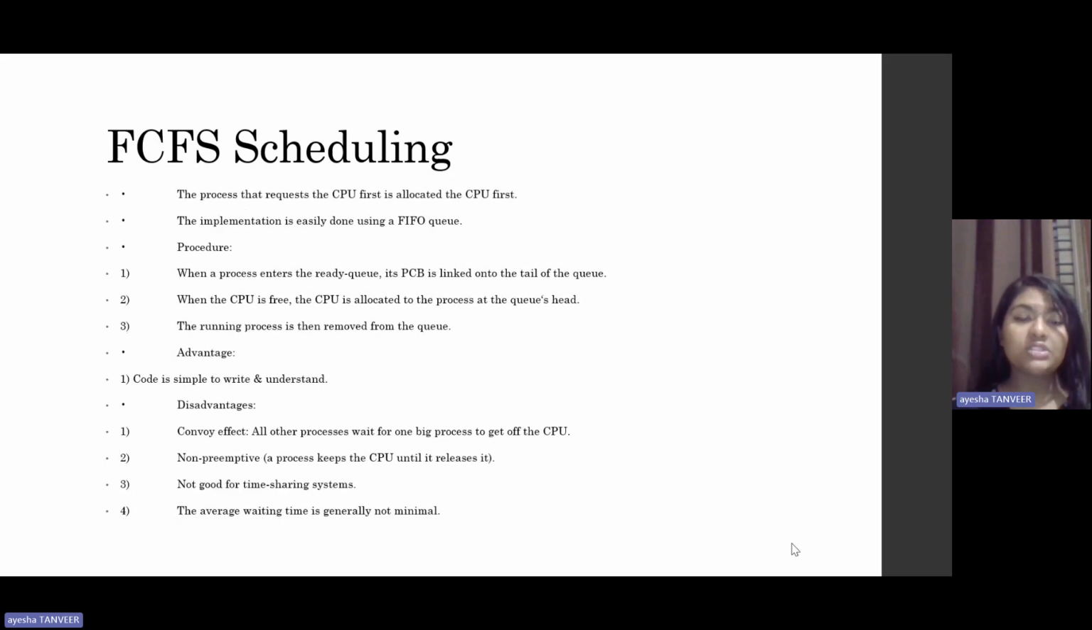Advantage: the code is simple to write and understand. The disadvantage is the convoy effect. All other processes wait for one big process to get off the CPU. Non-preemptive: a process keeps the CPU until it releases it. Not good for time sharing systems. The average waiting time is generally not minimal.